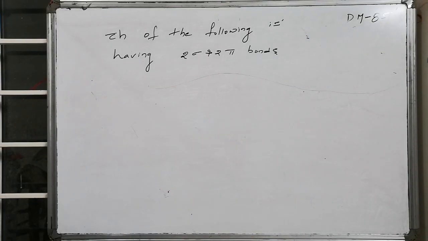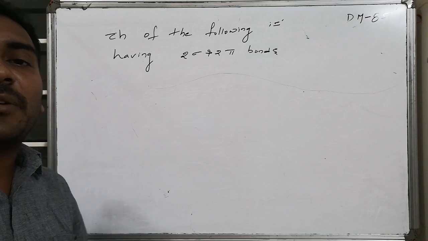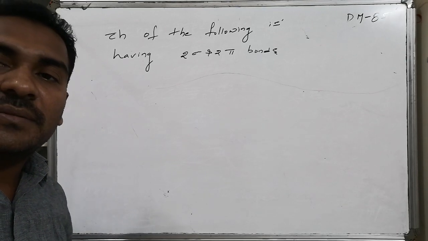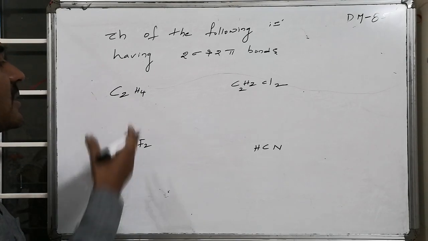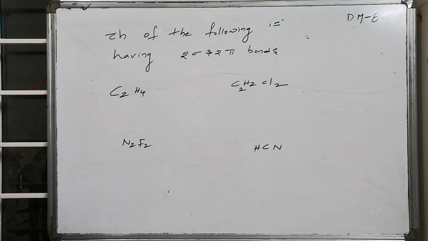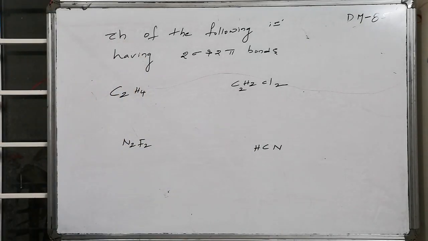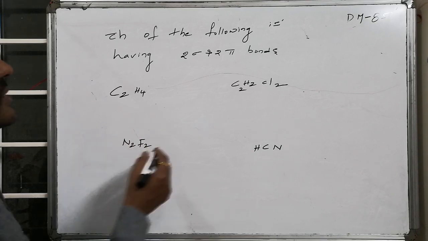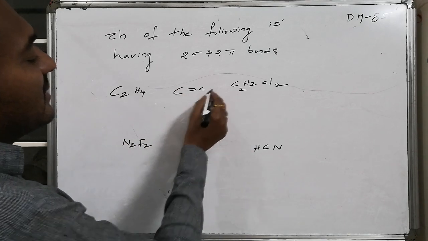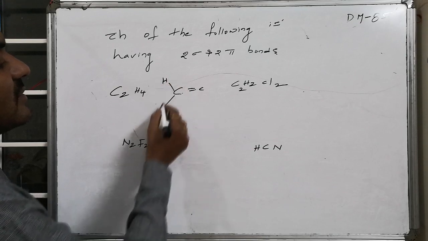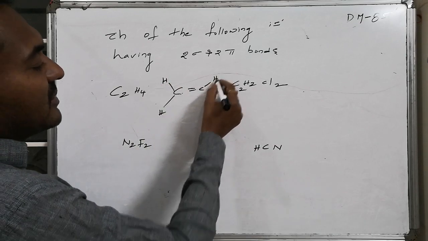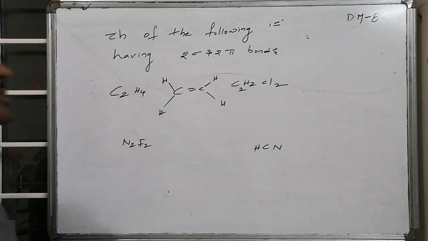Which of the following is having 2 sigma followed by 2 pi bonds? The options provided are C2H4, N2F2, C2H2Cl2 followed by HCN. If I go for C2H4, C double bond C connected in such a way that there is hydrogen at the top, there is hydrogen at the bottom, this is C2H4.